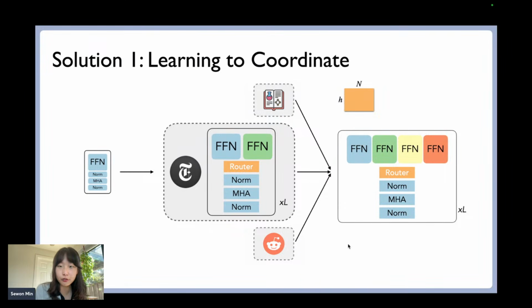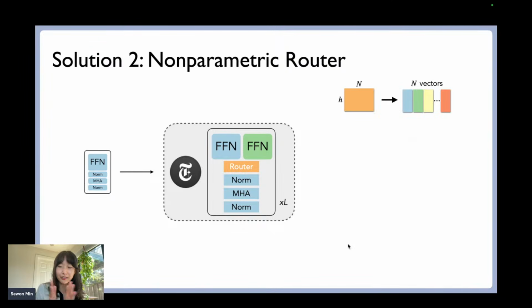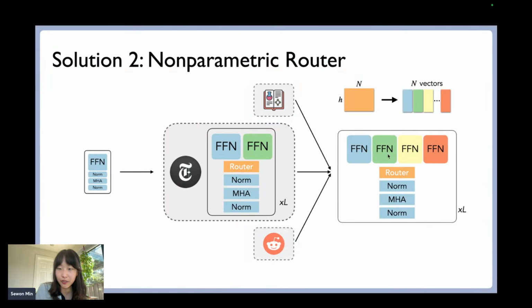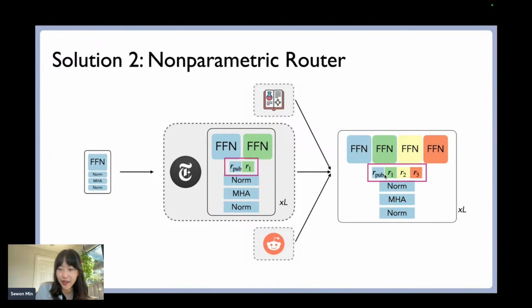What we can do is decompose this matrix into N number of H-dimensional vectors like this. If we look at the final model, this router can be decomposed into 4 vectors, where each vector is H-dimensional, and each vector corresponds to an expert. So we have a blue router vector corresponding to the blue FFN, a green one that corresponds to the green FFN, and so on. I'll just call it a router embedding from now.